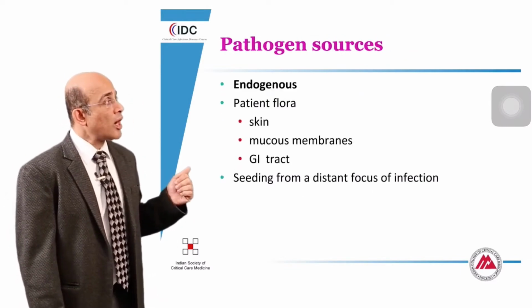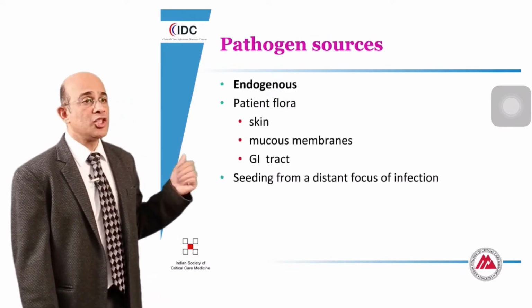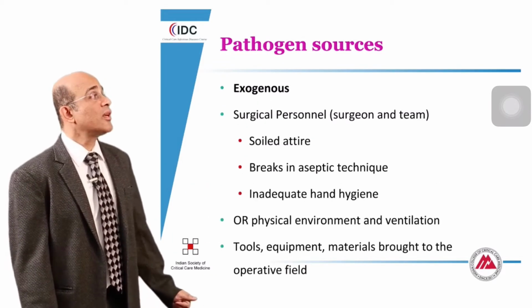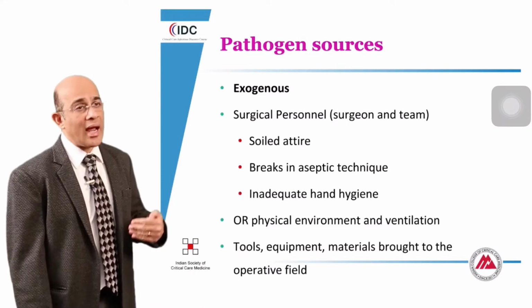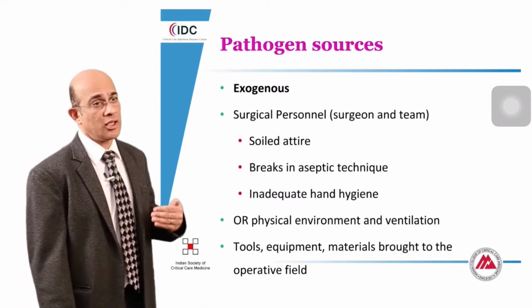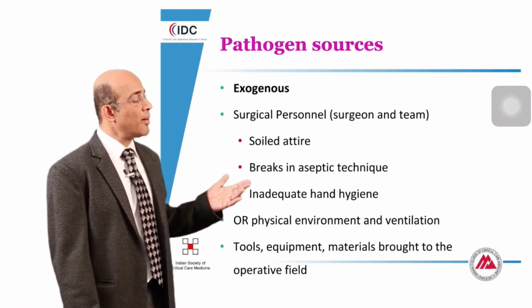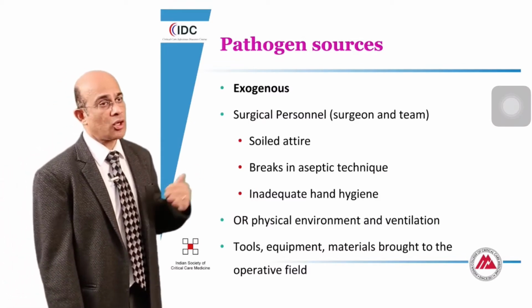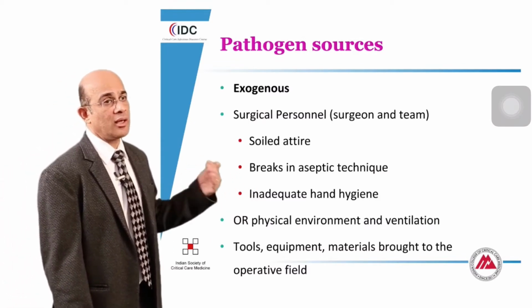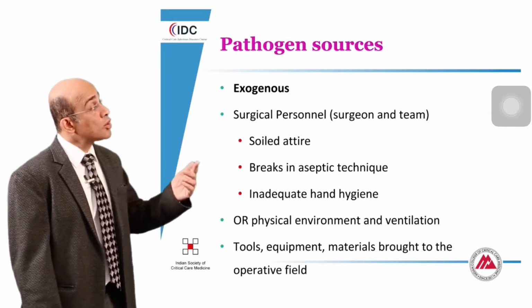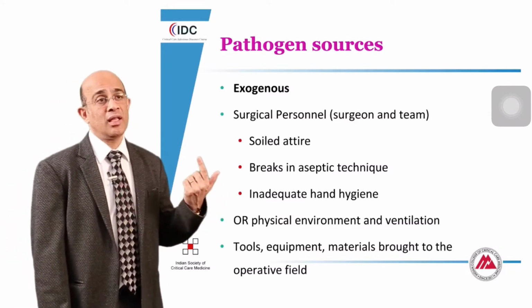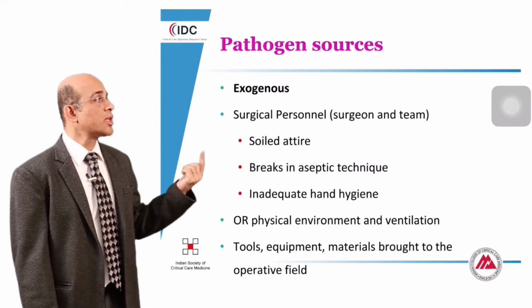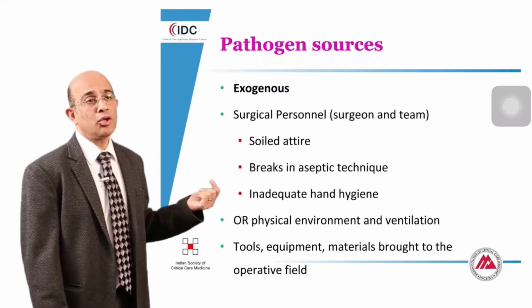The endogenous flora are from the patient's skin, mucous membrane, and GI tract, and seeding from a distant focus can also occur. If it is exogenous, it is a soiled attire from a surgeon or a nurse's uniform. It could be breaks in aseptic technique or inadequate hand hygiene. All this can contribute to the bacteria which can contaminate the patient's wound. It can also be the physical environment in the operation room or inadequate disinfection of tools, equipment, or materials brought into the operation field.